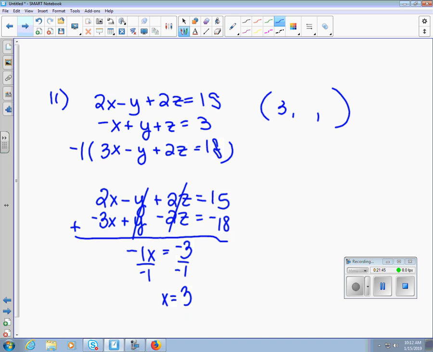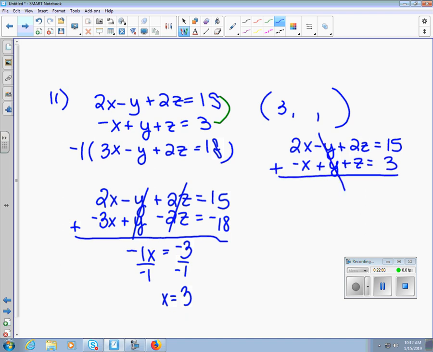drop. So maybe let's look at the first 2 equations, because I can get the y's to drop there. So we're going to have 2x minus y plus 2z equals 15, and -x plus y plus z equals 3. And when I add, the y's will drop. So what I'll end up with is x plus 3z equals 18. But the reason that's cool is I know what x is. And so x is 3.